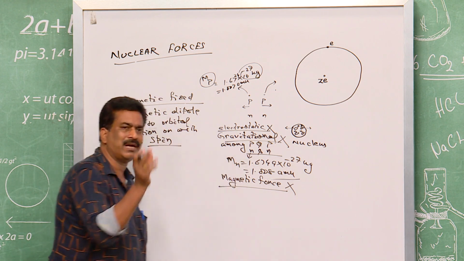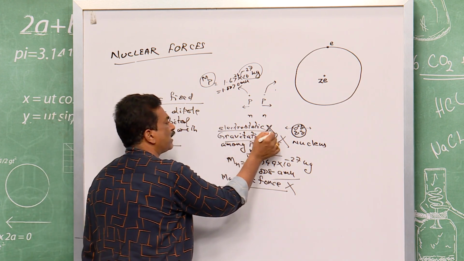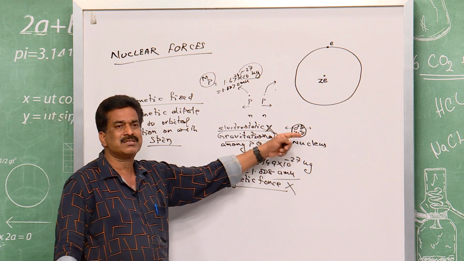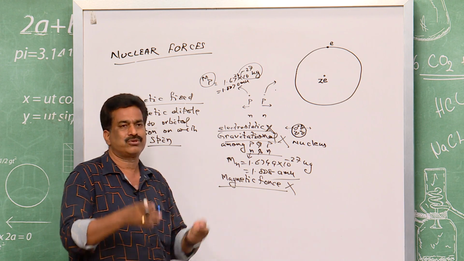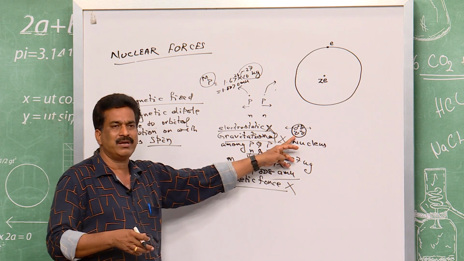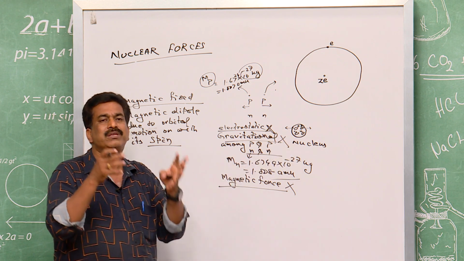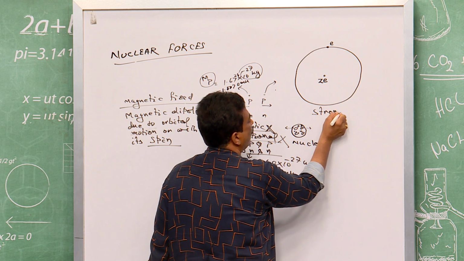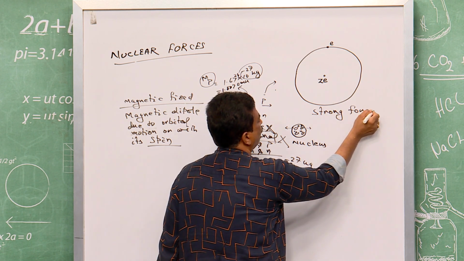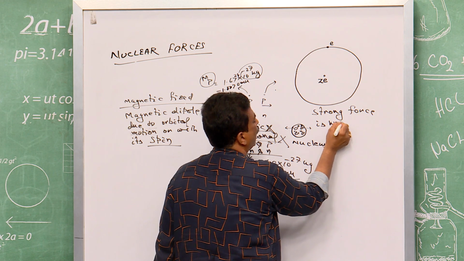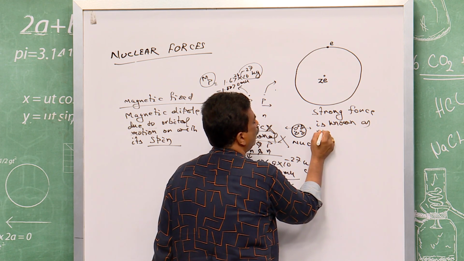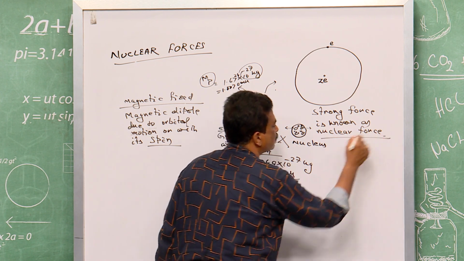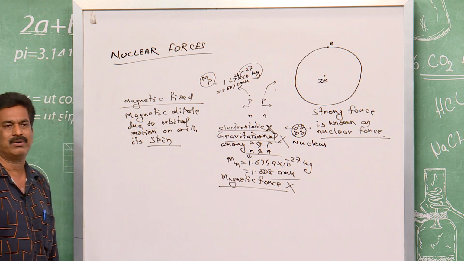The magnetic force is there, that is negligible. Gravitational force is there, that is negligible. Electrostatic force, that is also negligible. But we are observing that nucleons are bound together. So this shows that nucleons must be associated with a strong force, and that strong force is known as the nuclear force.